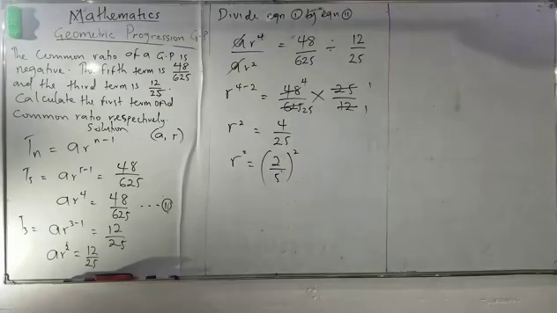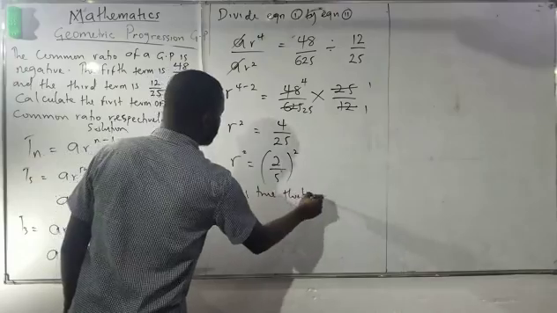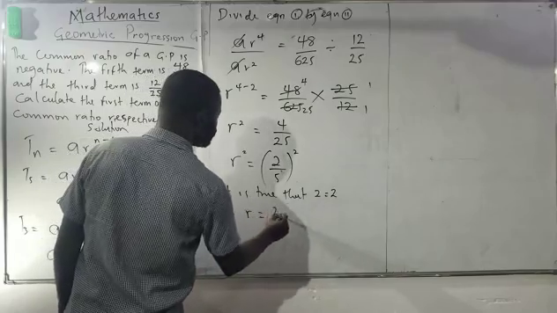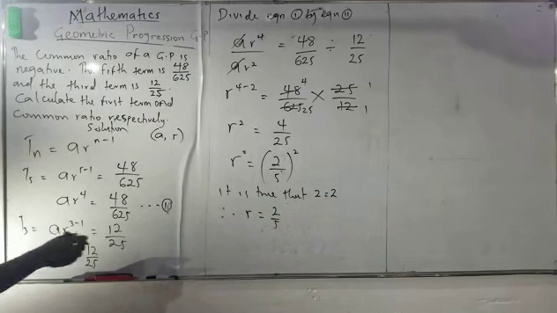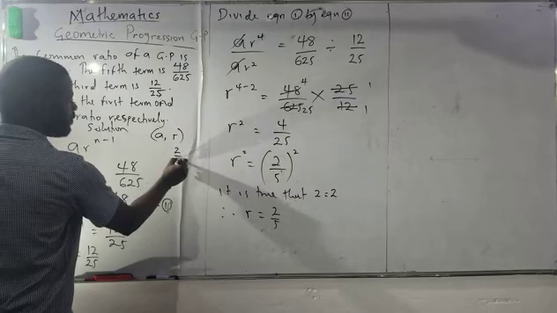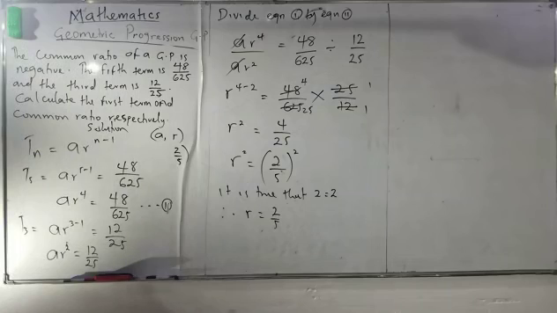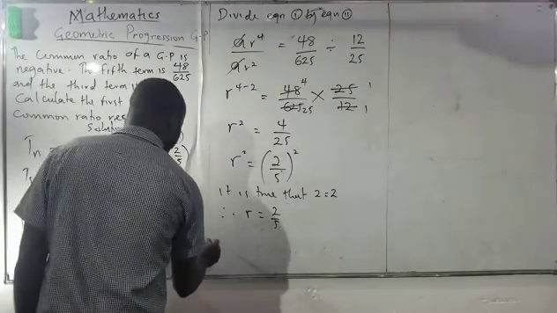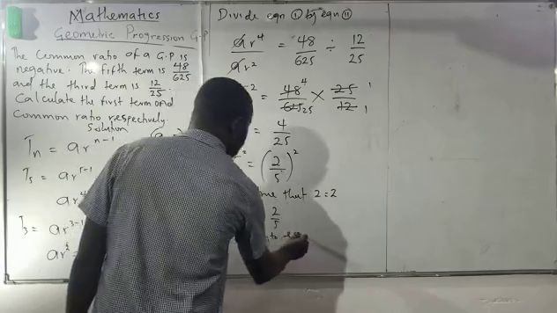Now, for me to have this, it is true that 2 is equal to 2, therefore R equals 2 over 5. Now, sincerely, I've gotten my R. It means my R is 2 over 5. Now, what remains is my A. How do I get my A? I can pick any of the equations. Let me pick the equation that will give me lesser work, which is equation 2. Now, put R into equation 2.